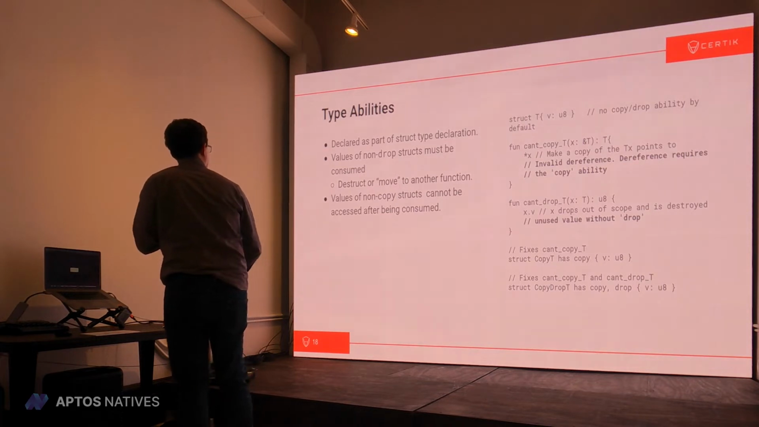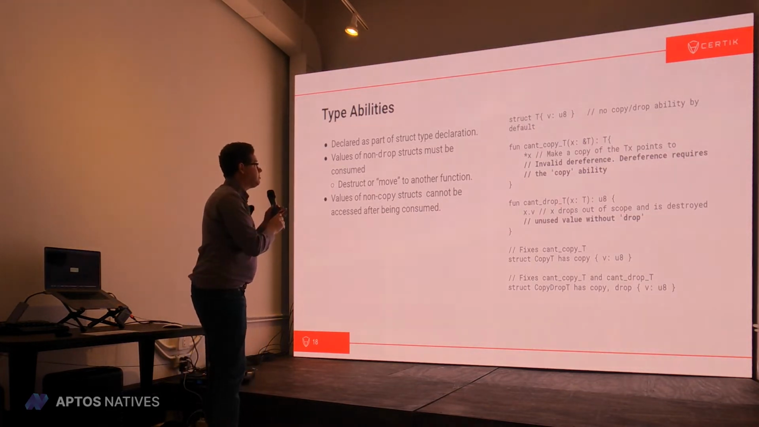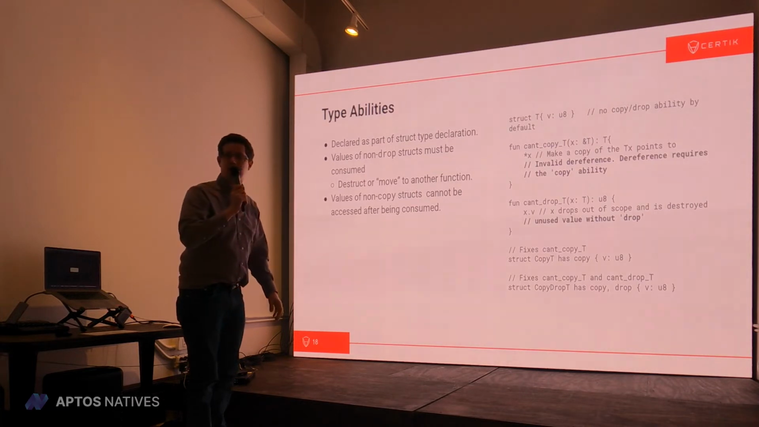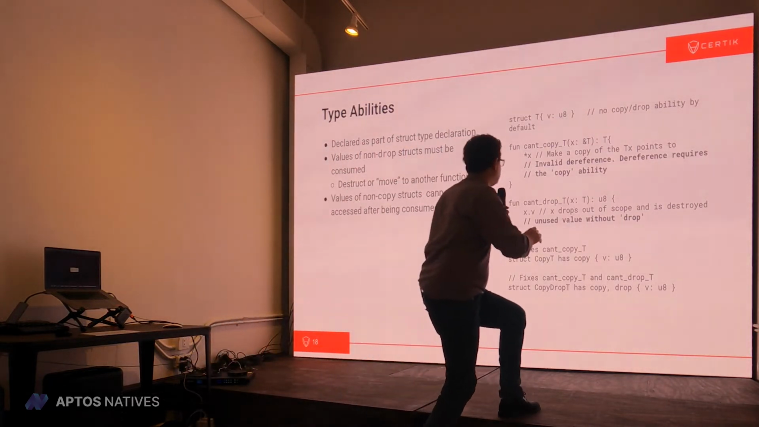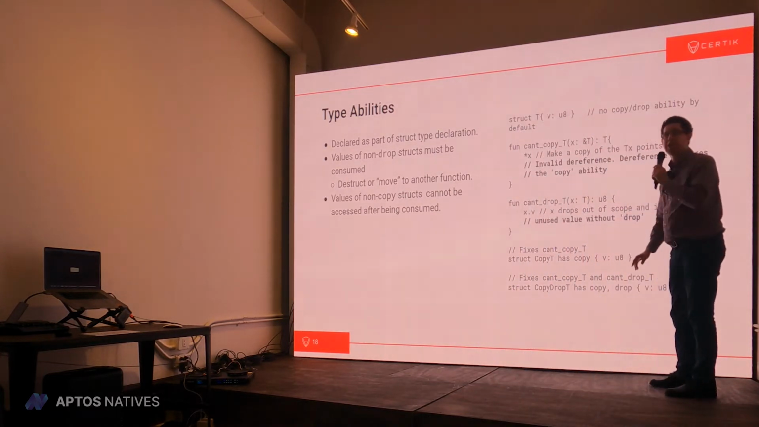All right, so I think we're a little short on time, but basically, if you have a type ability here, it's declared as part of a struct type declaration. Okay, good. So you don't have to add it, but if you don't add it, then you just get the default behavior here, which is no copy or drop ability by default.